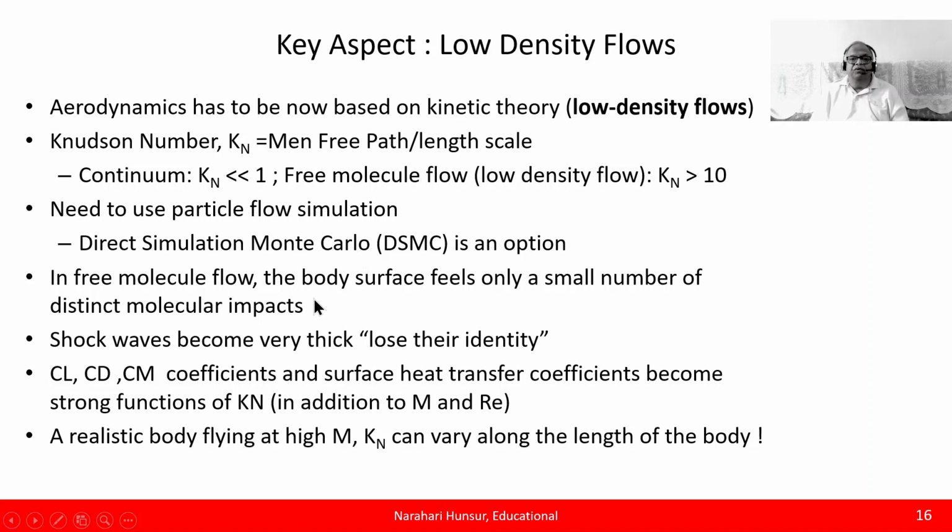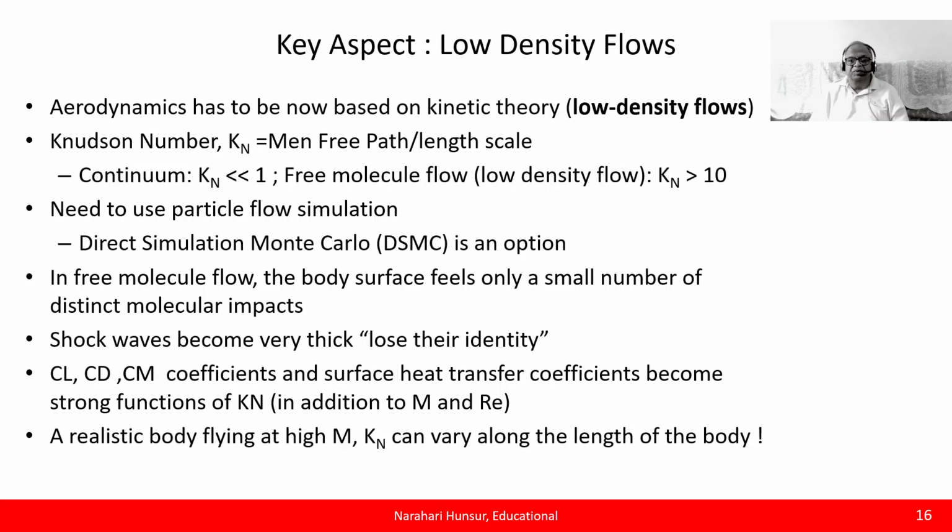In free molecule flow, the body surface feels only a small number of distinct molecular impacts. Shock waves become very, very thick. Basically, they lose their identity. They are no longer thin. Cl, Cd, Cm coefficients and surface heat transfer coefficients become strong functions of Knudsen number, in addition to Mach number and Reynolds number. A realistic body flying at high Mach number and Knudsen number can vary along the length of the body. So Knudsen number is no longer one number for a realistic body.